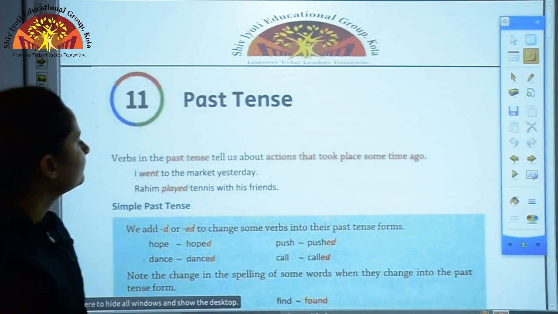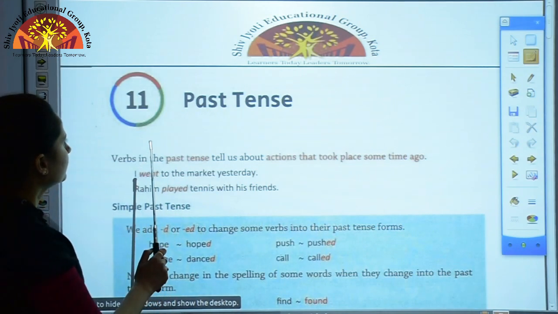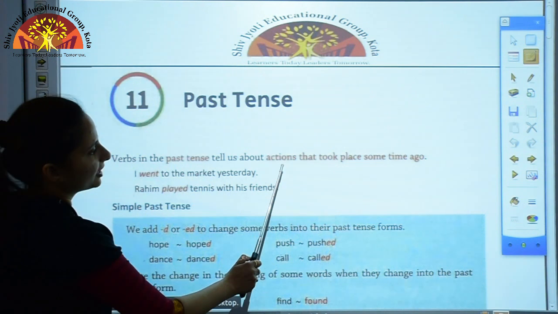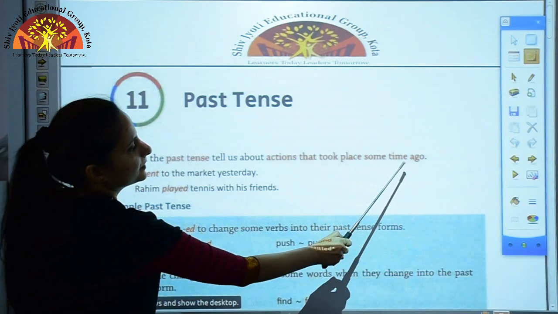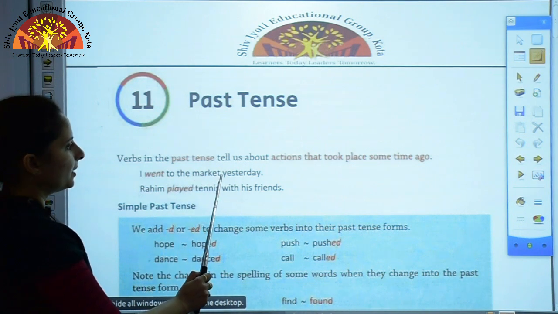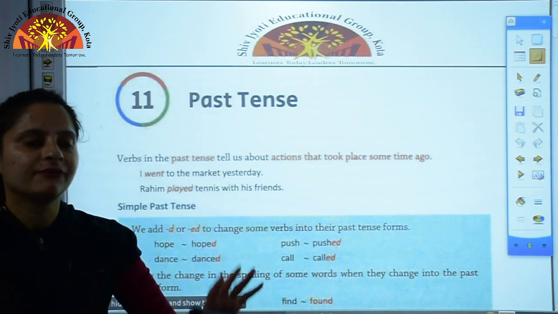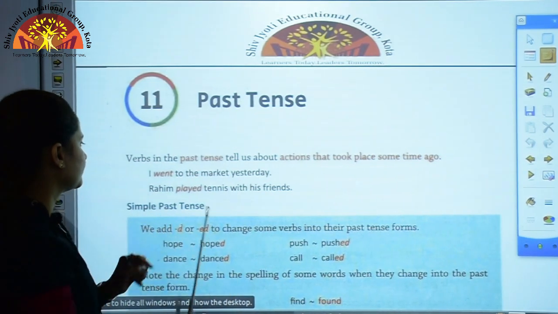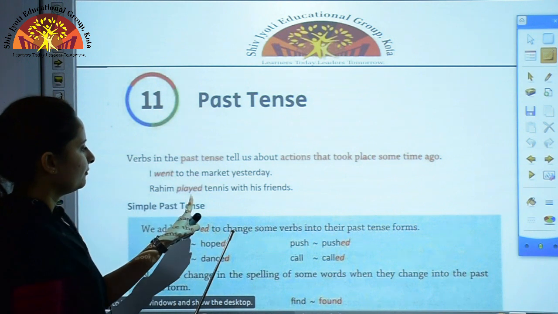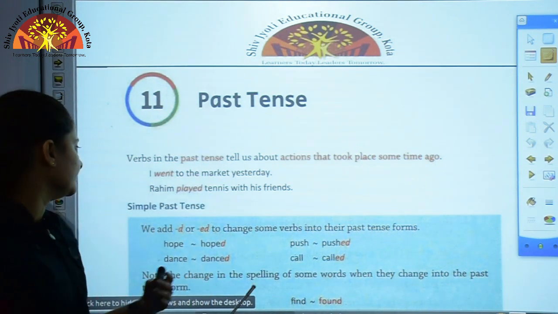Let us discuss some examples from the book. First, underline the definition in your books. Verbs in the past tense tell us about actions that took place some time ago. Example, I went to the market yesterday. As I told you, some words change completely while forming their past tense. Rahim played tennis with his friends. Here we have added ed to the verb to make it past tense.